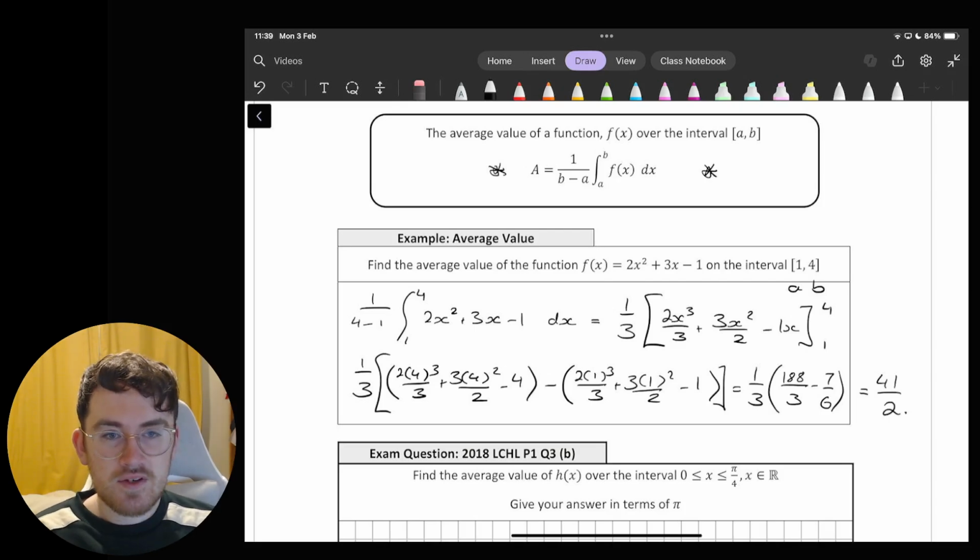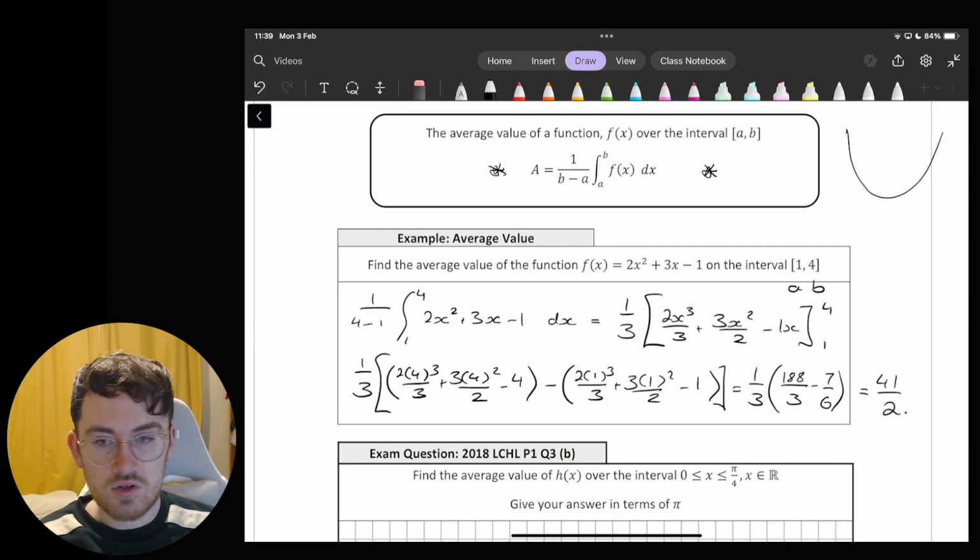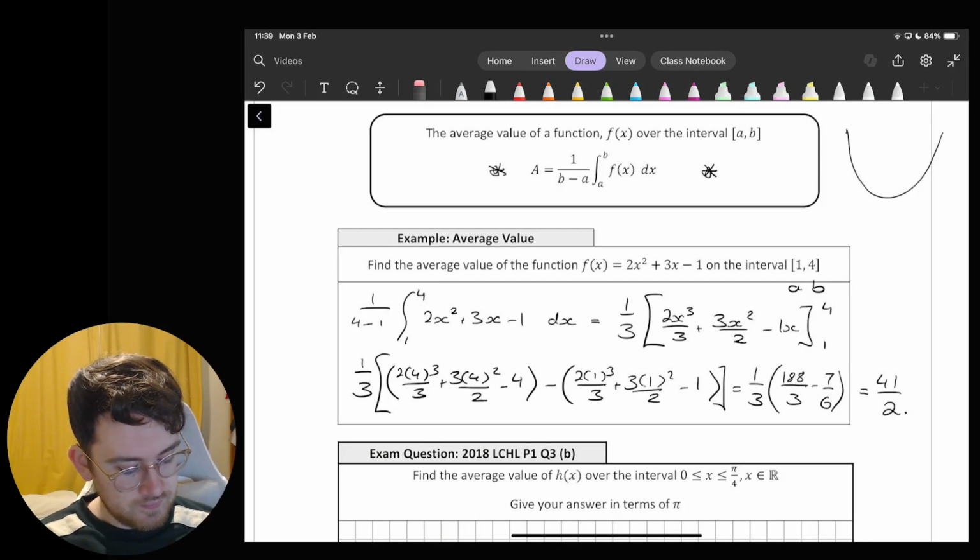So what that really means for my function here, it's a positive quadratic function, following the usual format for a positive quadratic. It basically just means that the average value this function takes across this specific interval is 41 over 2, in terms of y values, for that function there.